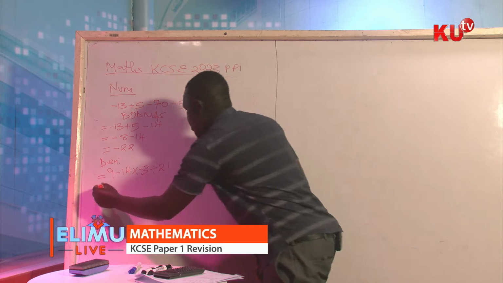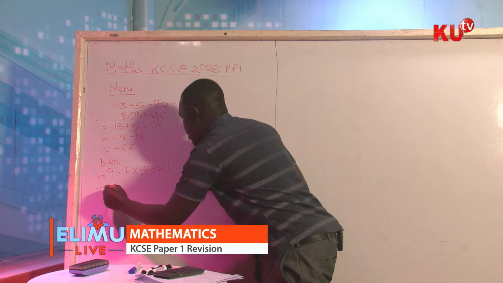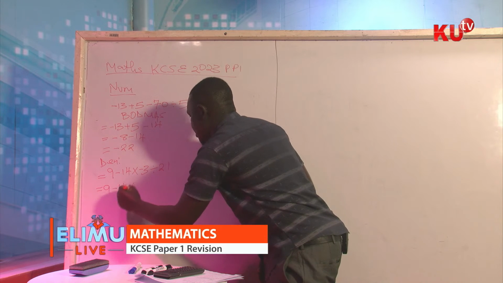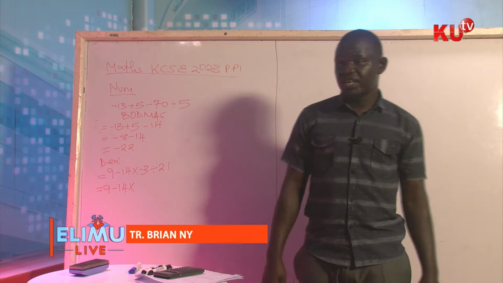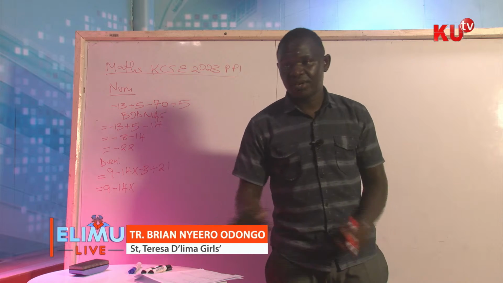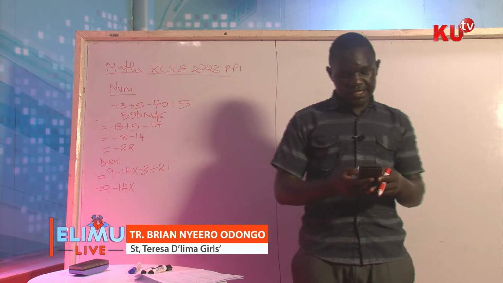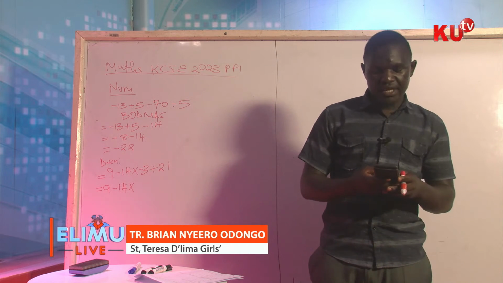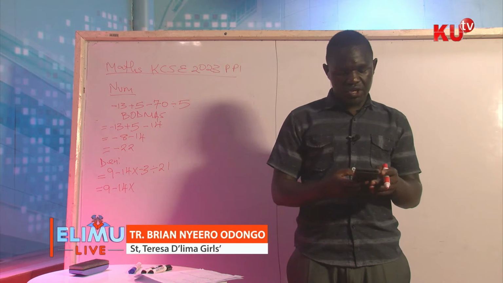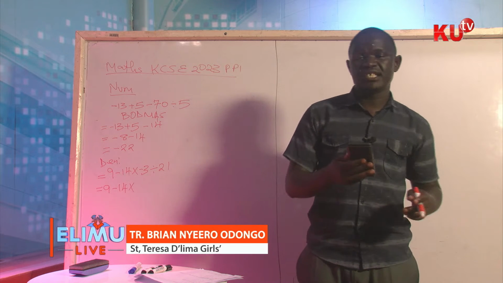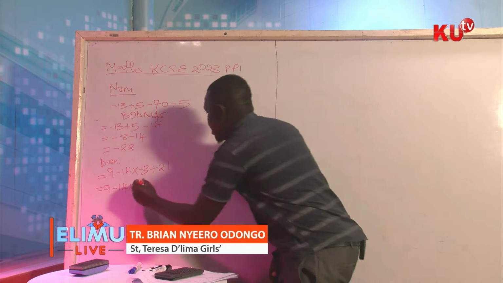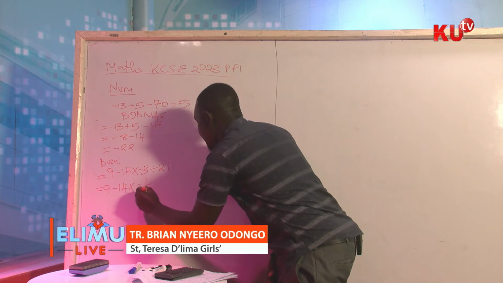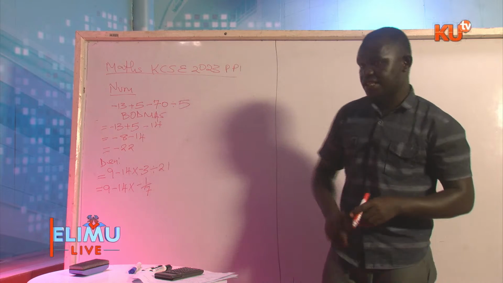So this will be 9 minus 14 times, what is negative 3 divided by 21, dear students? You take your calculator once more. Negative 3 divided by 21, you get it in terms of a fraction: it is negative 1 over 7. So this is like saying negative 1 over 7. That first bit is done.